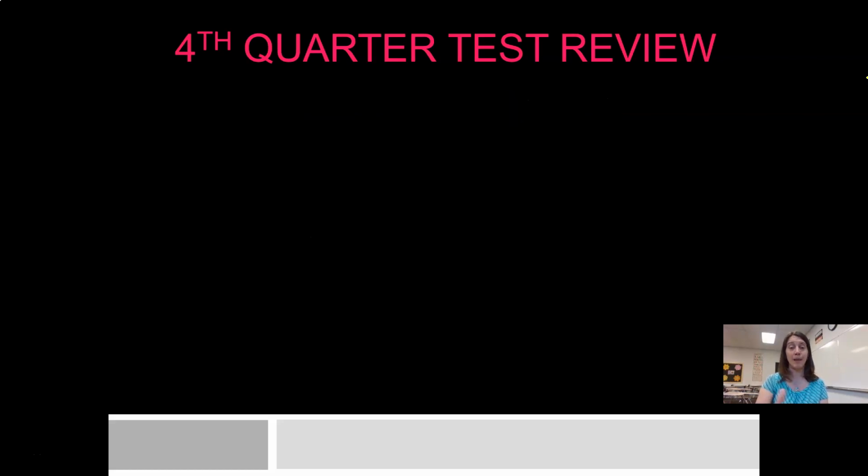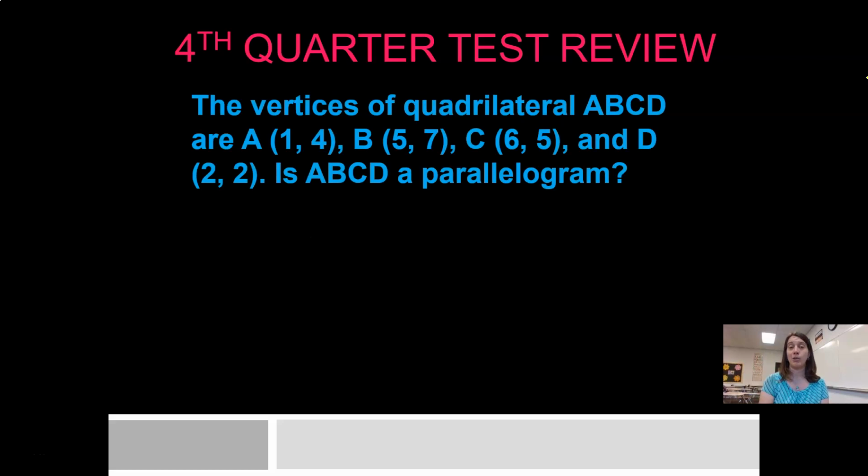One more question for today, number 28. Number 28 says the vertices, which are the corners of my quadrilateral ABCD, are located at A (1, 4), B (5, 7), C (6, 5), and D (2, 2). Our question: is this quadrilateral a parallelogram?